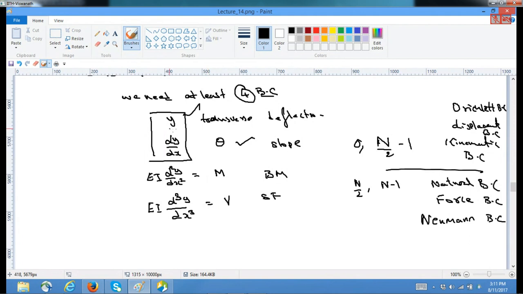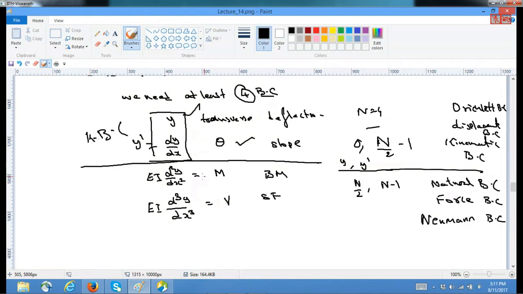So let me see. What is the differentiation order of this? It is 0, that is only the function. Here n is equal to 4. So y, and what is 4 by 2 minus 1? It is 1. So y and y dash are your kinematic boundary conditions. These are kinematic boundary conditions.